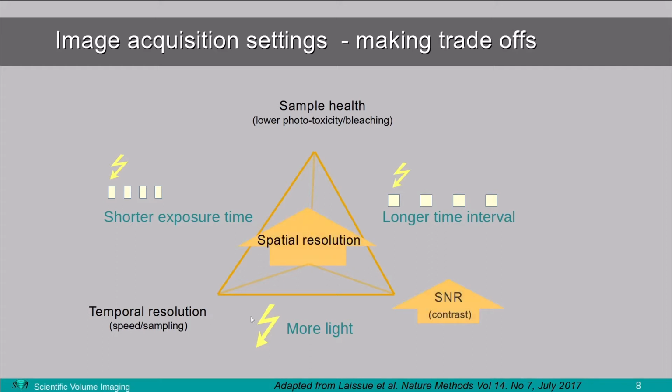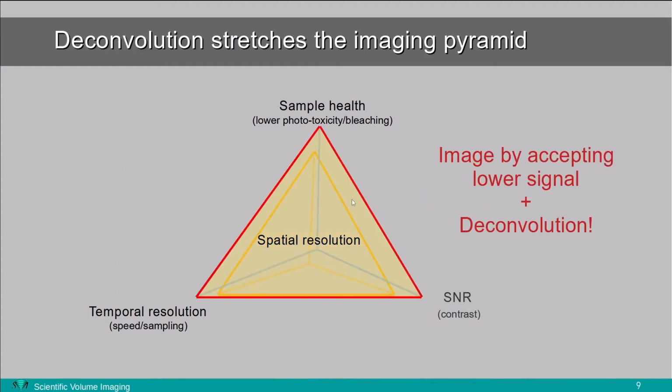So what if we could improve the signal to noise ratio to quite an extent, and also the spatial resolution? With that we would have more flexibility in setting the sides of this pyramid. And this technique is of course called deconvolution. If we deconvolve and improve the signal to noise ratio and the resolution significantly, we can push the boundaries of this pyramid. So we just need to accept lower signal and perform a deconvolution on top of that.